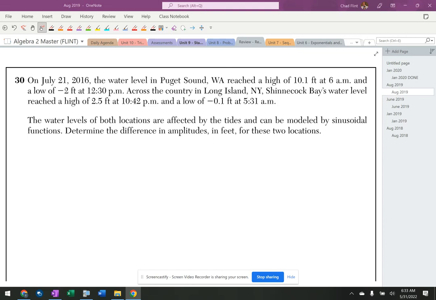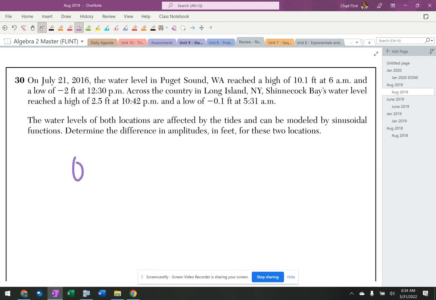All right, so this is another sine, cosine, tangent, or sine, cosine graphing thing, all right? But it's kind of buried in here. So it says water levels are affected by sinusoidal functions, so sine functions. Determine the difference in amplitudes in feet for these two locations. So this is the deal.